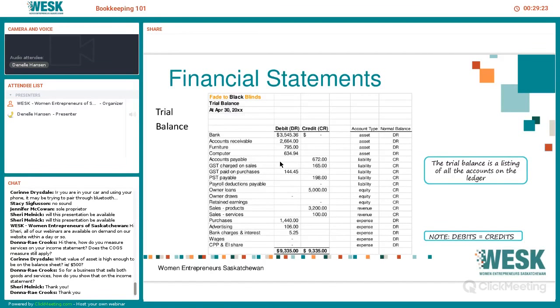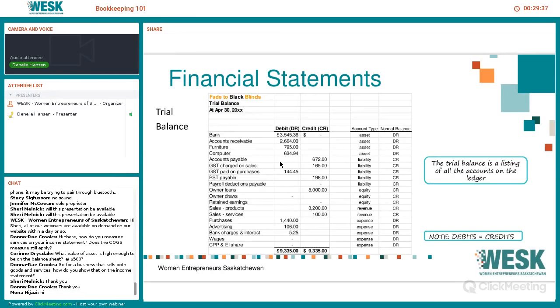If you're doing it manually in Excel or on a paper synoptic, then you're going to want to make sure that when you're transferring all your amounts from your revenues and your expenses into your balance sheet or your trial balance, everything is balancing at the very end.